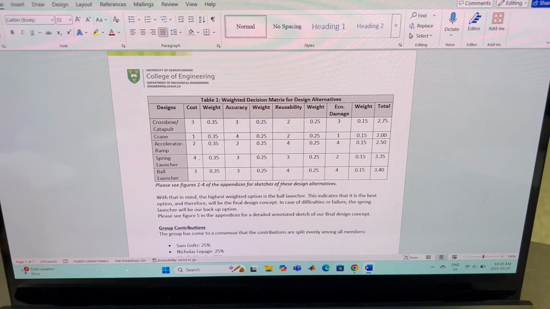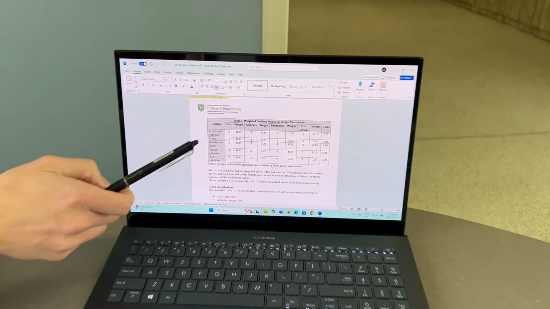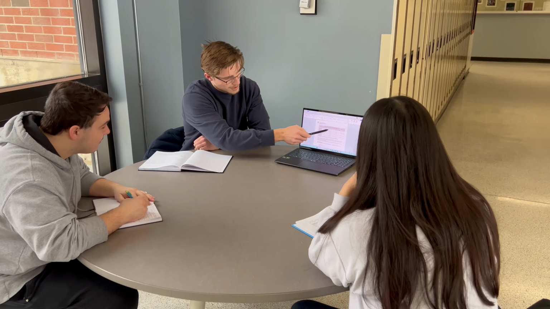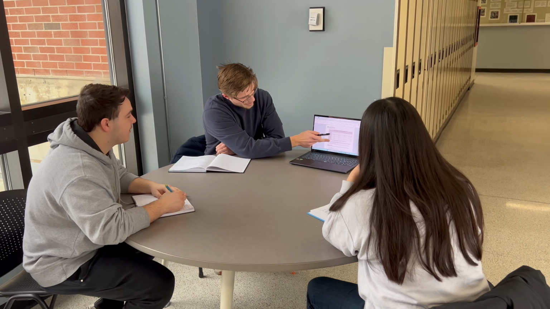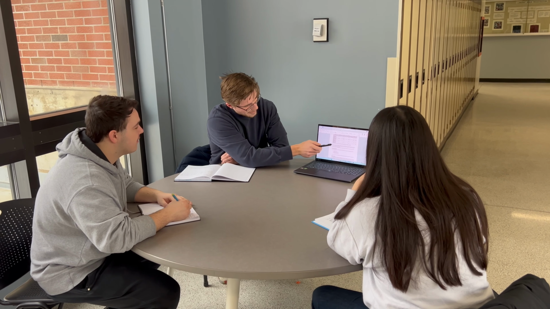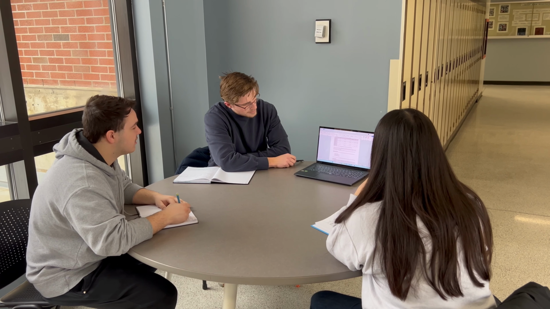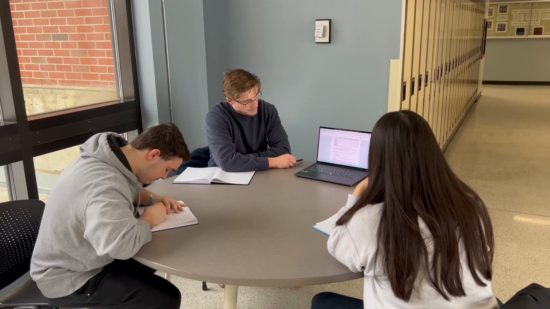With the various alternatives, we were able to select the most feasible design using a weighted decision matrix. Originally, the final design was to be a ball launcher, with the highest reusability and lowest economic damage. However, we had to consider the amount of force and energy needed to be able to launch the egg, so we went with the second highest rated option, the spring launcher.